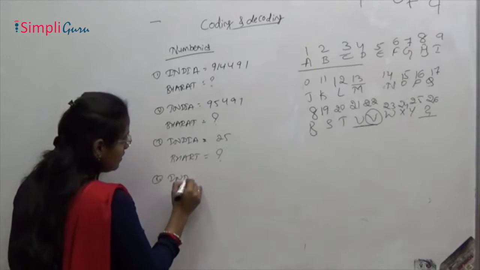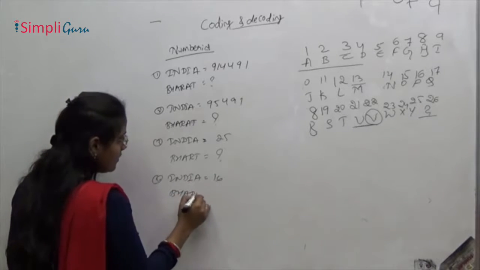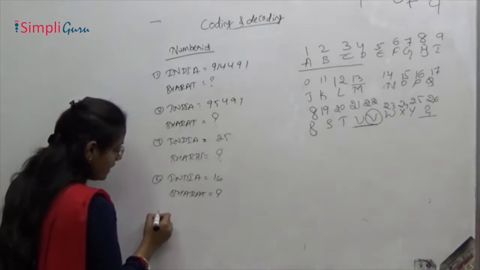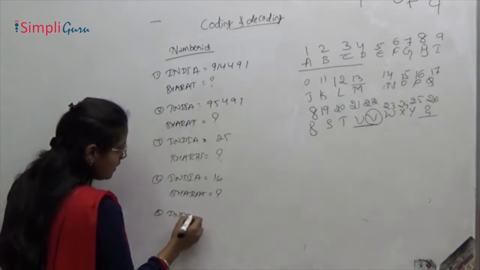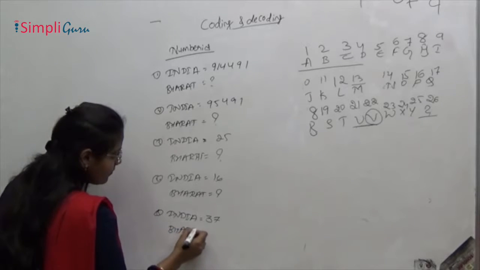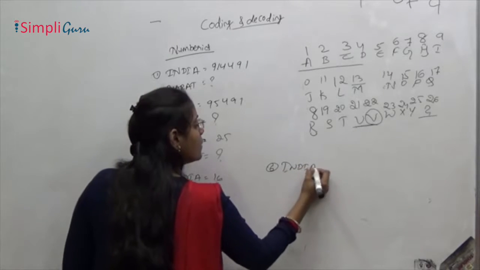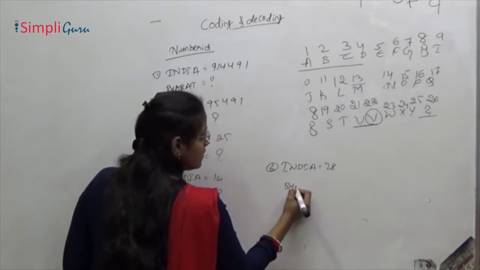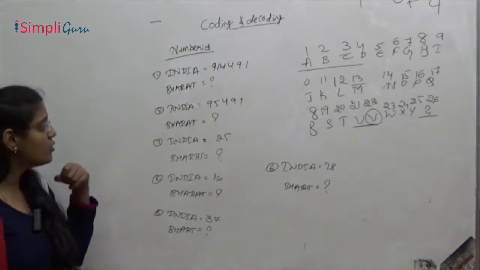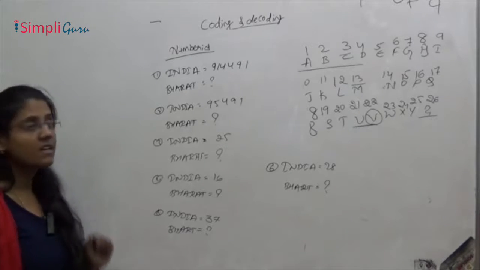For India, I will write it as 16. What is for Bharat? Again, for the same India, I will code it as 37. What is for Bharat? And the 6th type, India, I will code it as 28. What is for Bharat? See, for the same word I can code in so many different ways. These are the only 6 possible ways of asking a question.